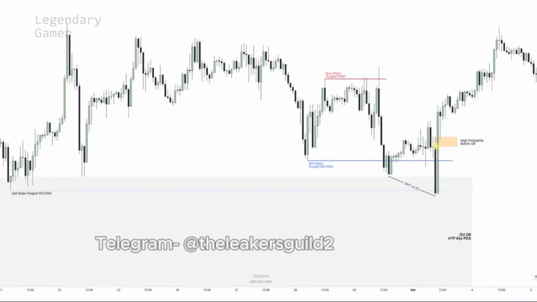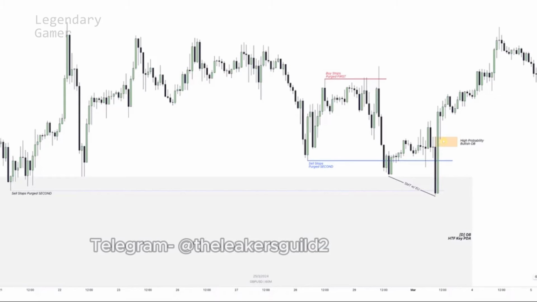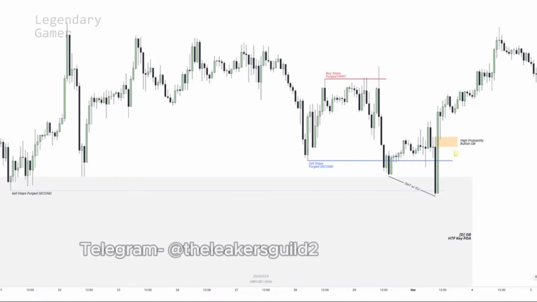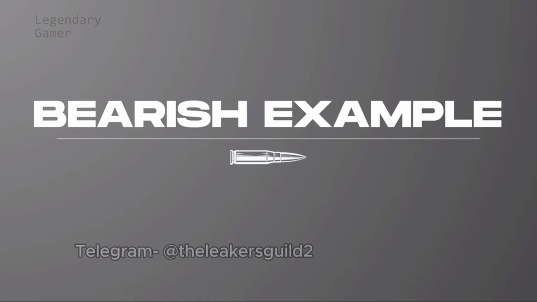The wick is also part of the order block as well as the body, and you can see price is very willingly trading away from that high probability order block. Alright, let's go over a bearish example.